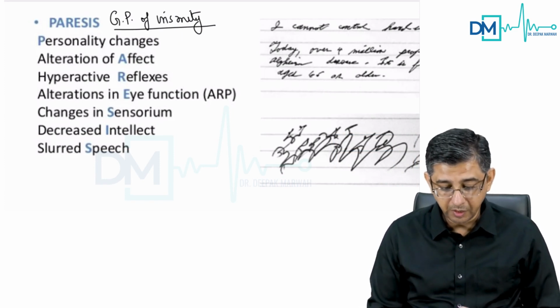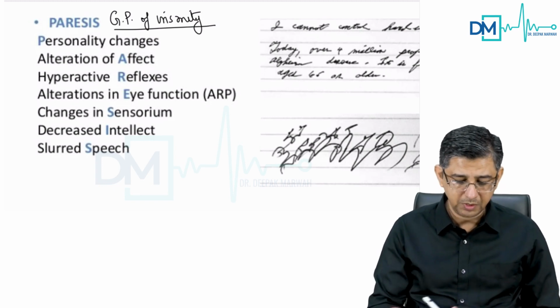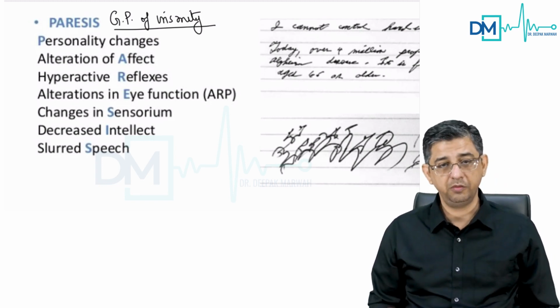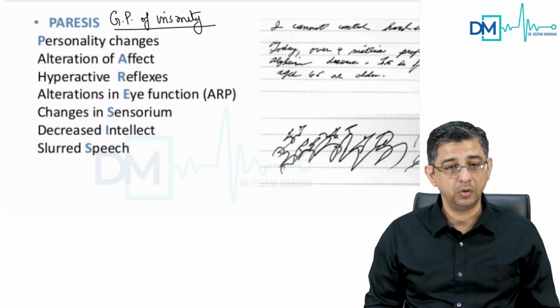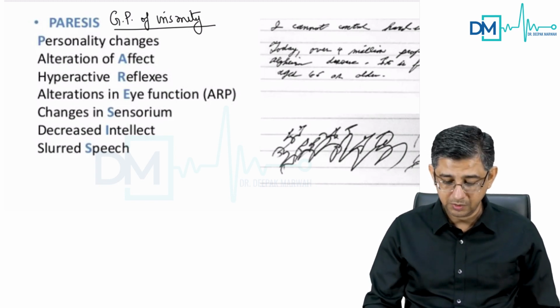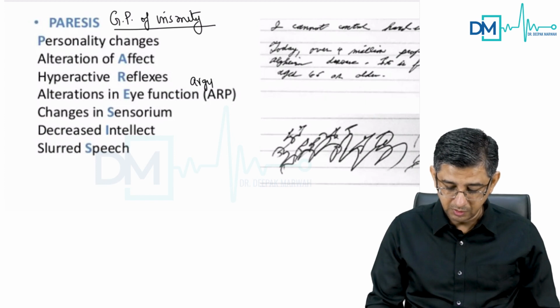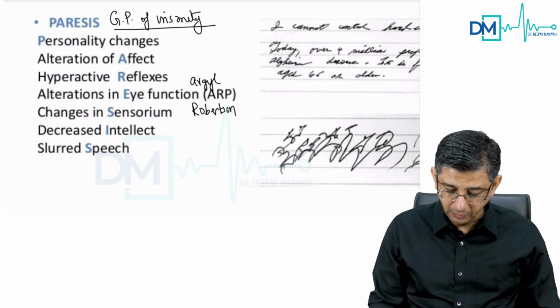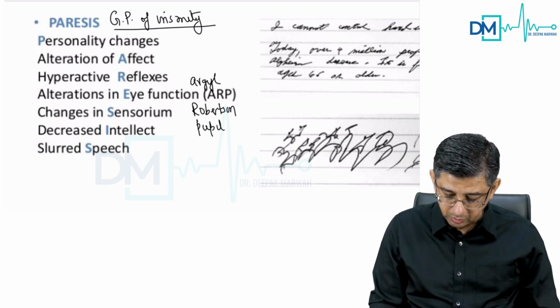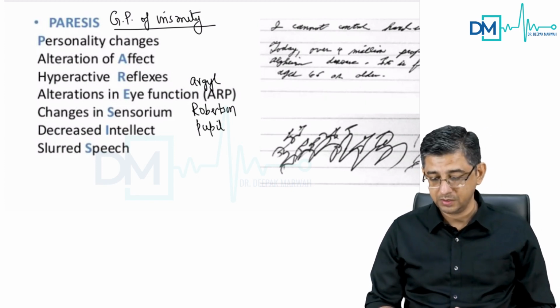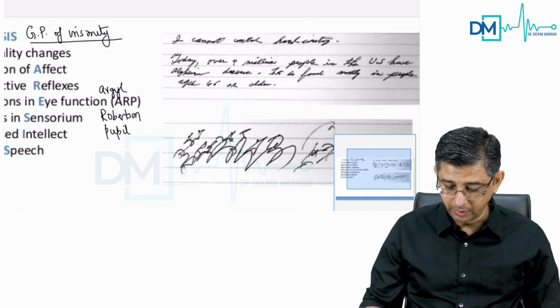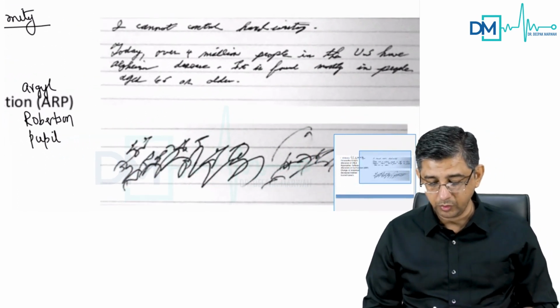It results in Argyll Robertson pupils. So, personality changes, hyperactive reflexes, because there's damage to the corticospinal pathway. ARP stands for Argyll Robertson pupils, that I basically spoke about. But the bottom line is that this manifestation is not related to postural tremors, first of all, and that is why it's the answer. I would also like you to look at these two handwritings that I mentioned before you.